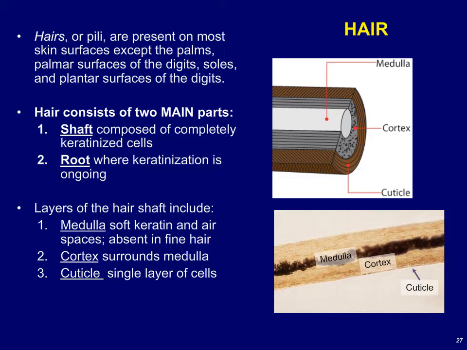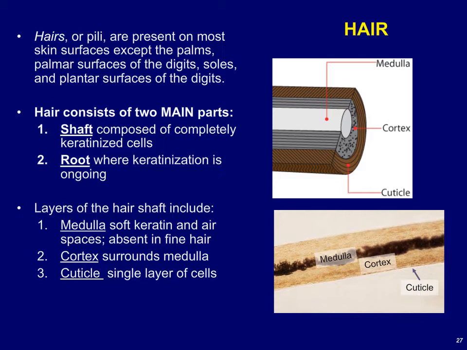Now, the living part of the hair is located underneath the skin, and this includes the hair root. The hair root is where active cell proliferation is going on and where keratinization is ongoing. Keratinization, again, is just the process of accumulating that tough, fibrous, waterproof protein within the cells that are going to make up the hair. Now, if we take a look at a hair that we plucked from somebody's head, we can see up to 3 different layers.